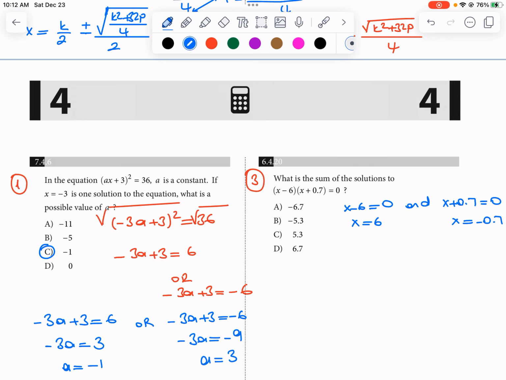And once we add up these two numbers, 6 plus -0.7 makes 5.3, which is C.